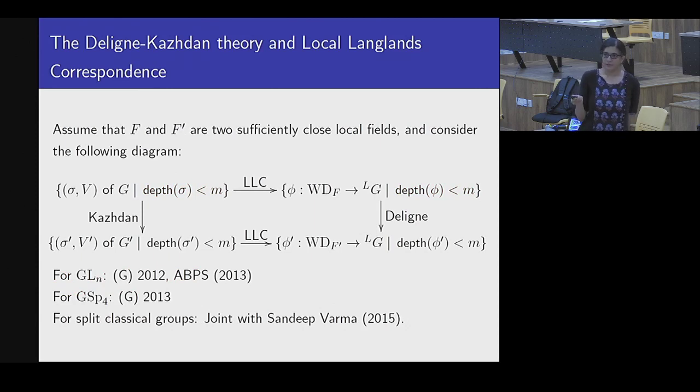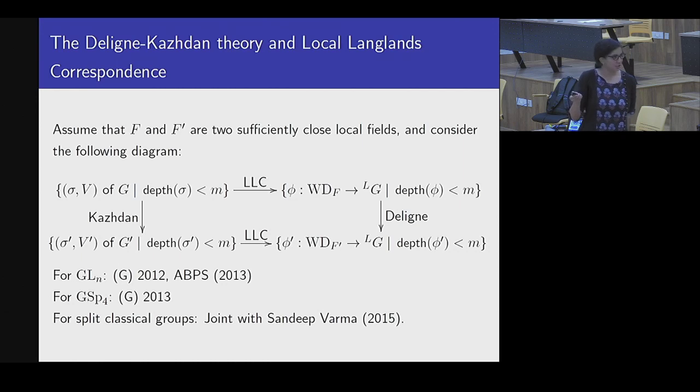Okay, so one can show that this diagram is commutative for GLN. This was part of my thesis, but it was also independently done by Aubert, Baum, Plymen, and Solleveld. And for GSP4, as I said in my thesis, we were able to prove the local Langlands correspondence for GSP4F in positive characteristic via the theory in characteristic 0.